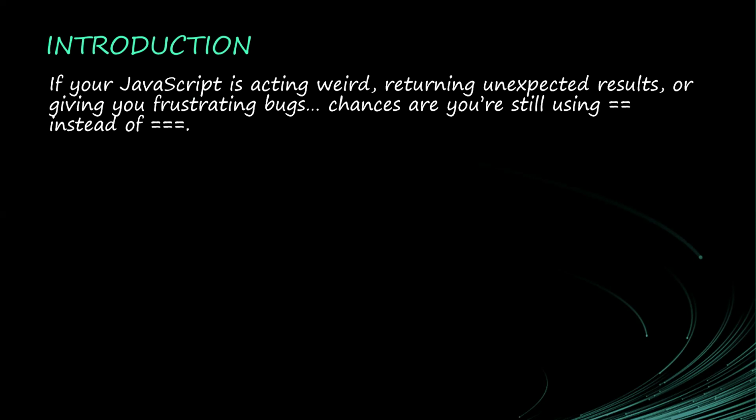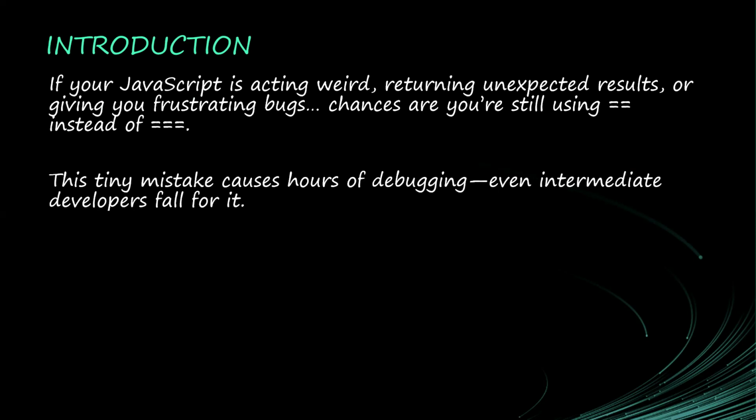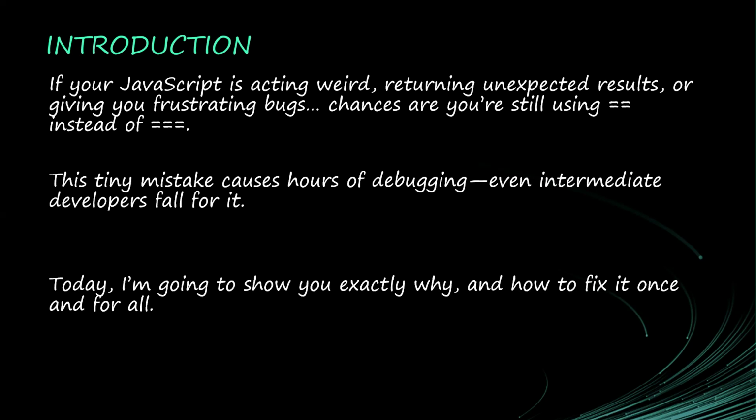I'm going to give you examples that will blow your mind and you will see the mistake that you've been making. So this tiny mistake causes hours of debugging. If this small mistake can take hours, you're finding your bugs, you're trying to debug your code, you don't even know where it is. Intermediate developers fall for this a lot. I remember the first application I built. This gave me big problems. Today I'm going to show you exactly why and how to fix it once and for all, what you should be doing from now on.